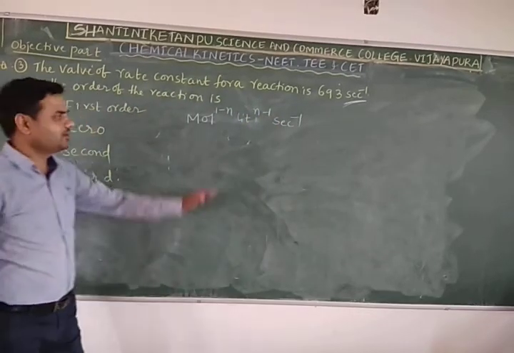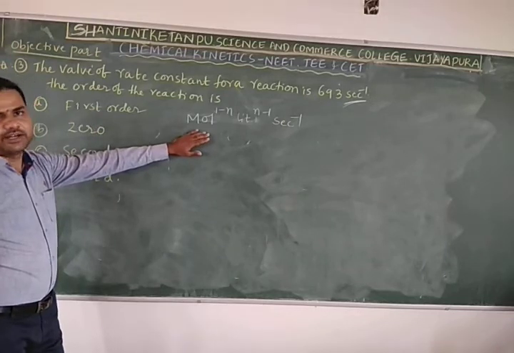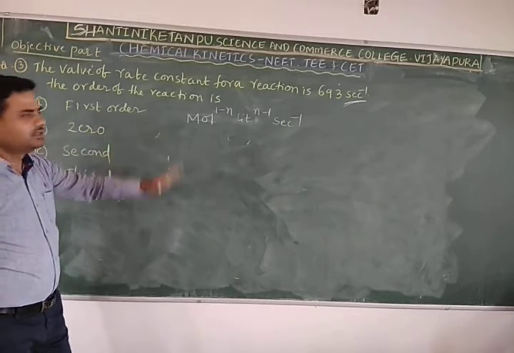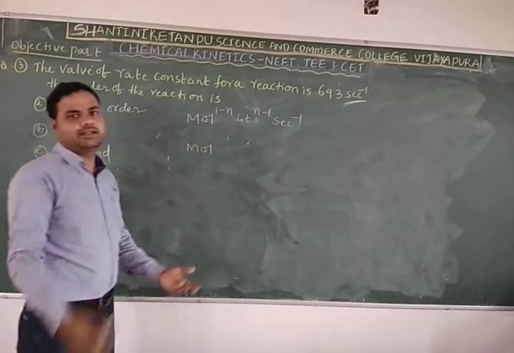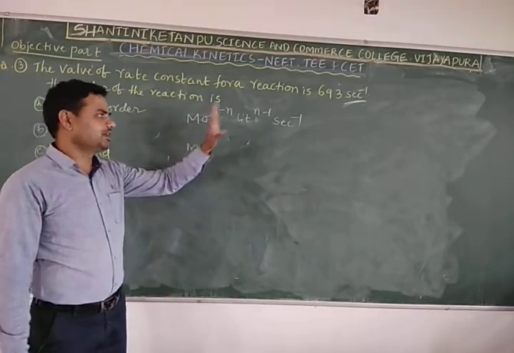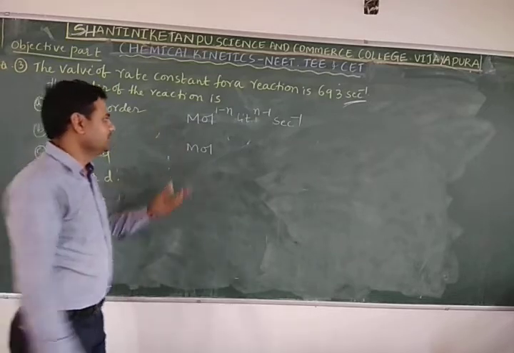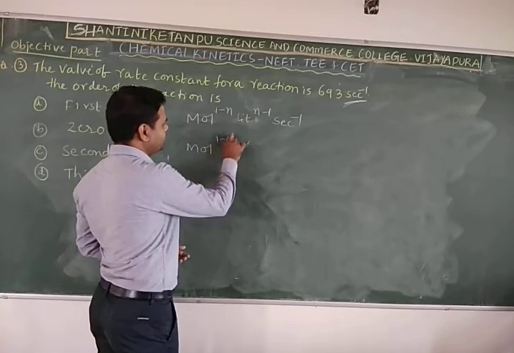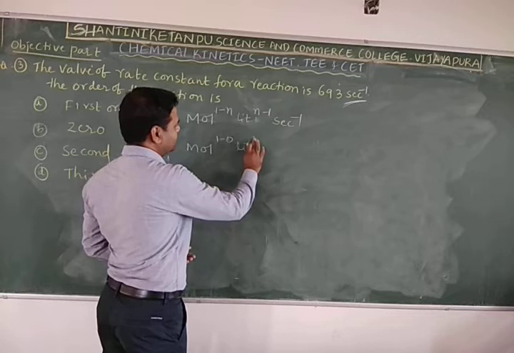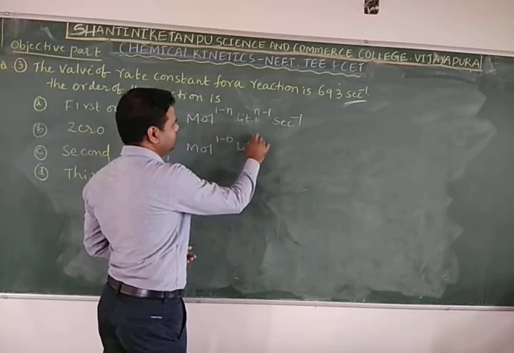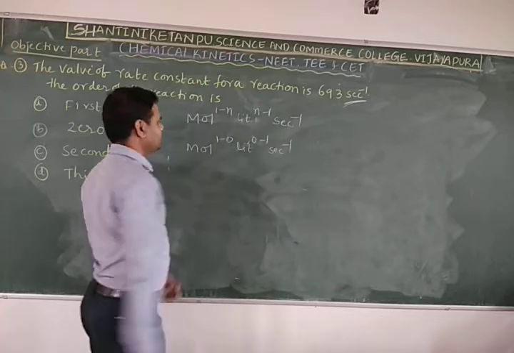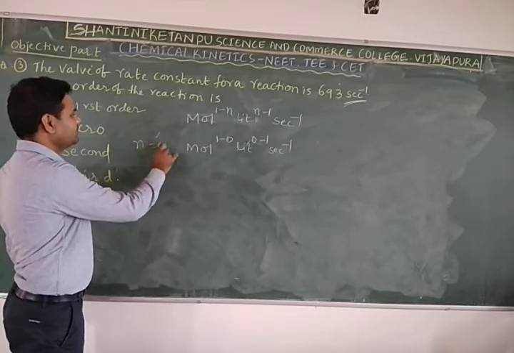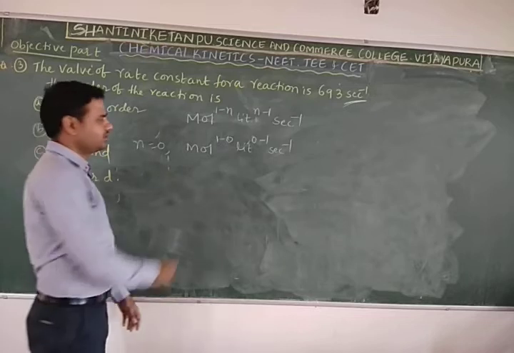So this is a general formula to identify the order of any reaction. For example, it is just the hit and trial method, and you can substitute anything. For example, if I substitute n as 0, then the units are mole to the power 1 minus 0, liter to the power 0 minus 1, per second. In this, I am making n equal to 0. If it is 0, it means a zero order reaction.